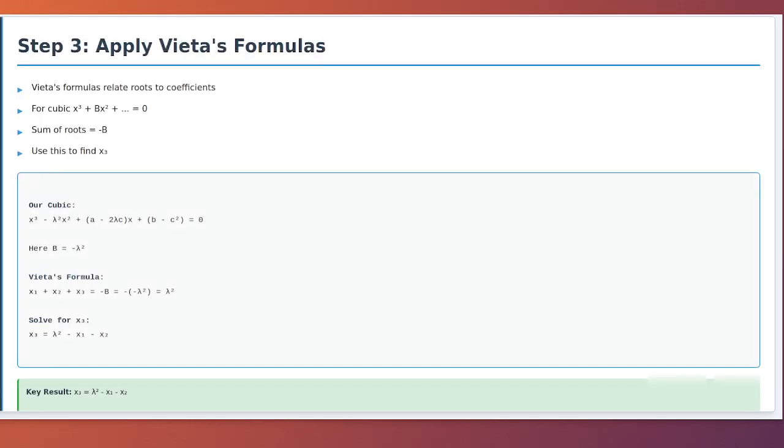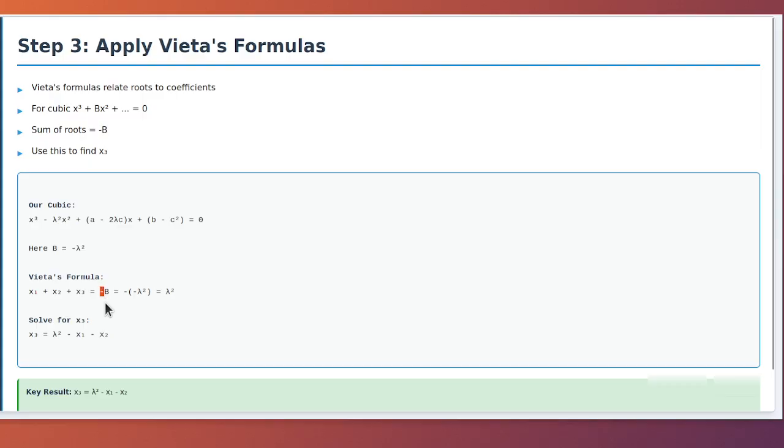Step 3. Using Vieta's formulas to find x sub 3. Vieta's formulas describe beautiful relationships between the roots of a polynomial and its coefficients. They are named after François Vieta, a 16th-century French mathematician. For a cubic polynomial x cubed plus b x squared plus c x plus d equals 0, and with roots r sub 1, r sub 2, and r sub 3, Vieta's formulas tell us that the sum of the roots equals negative b. This means r sub 1 plus r sub 2 plus r sub 3 equals negative b.